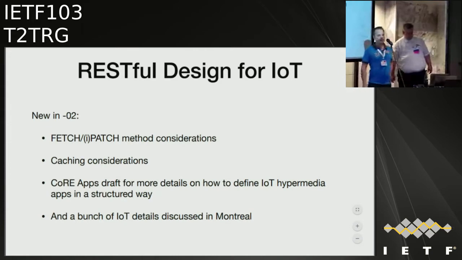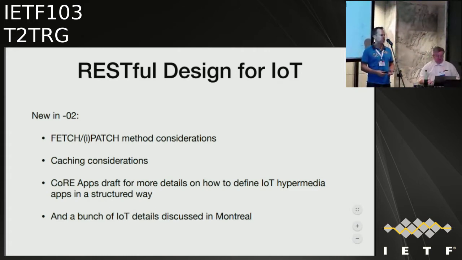Okay, so next, a quick update on the RESTful design for IoT draft. So we submitted a new version right before the IETF deadline. The key things that have been added there are considerations for FETCH and batch methods, those methods that we did standardize for CoAP quite recently. It also has considerations around caching, for example, why caching is useful in IoT, even if you have one-to-one communications, that you are able to, for example, shield a constrained device from frequent requests by doing caching. So iterating the benefits that you get with the RESTful architecture for that kind of situations.